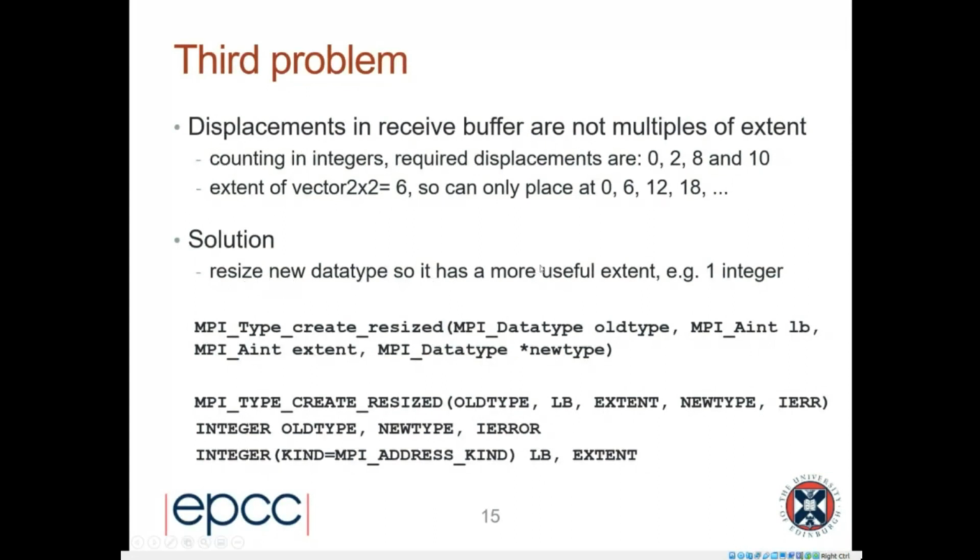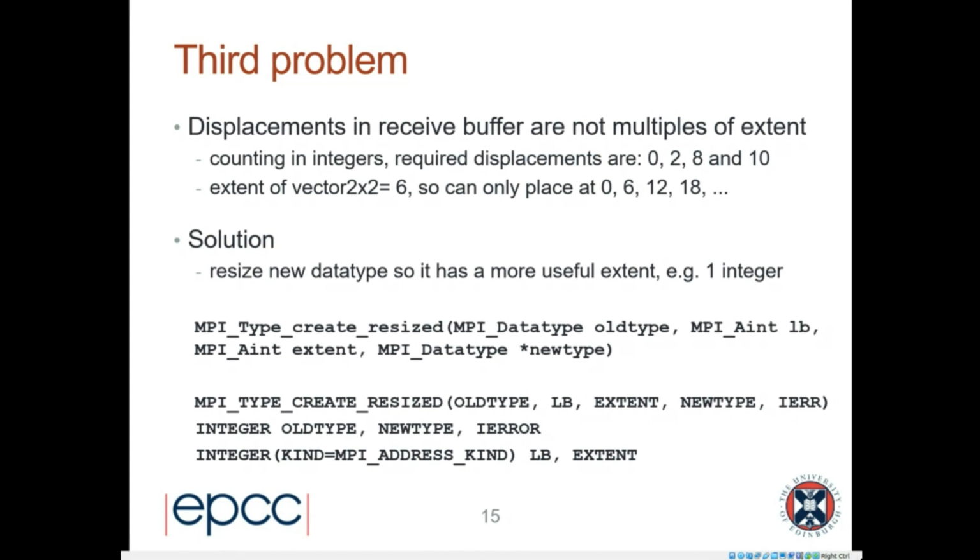The solution is to resize the data type. So we resize the new type so it has a more useful extent. I would think the useful thing is to call it 1 integer. It's a really nasty routine, MPI type create resize. You give it the old type, you get back a new type. You tell it what the extent is, which is of type MPI Aint, because this could be a byte address. You can also specify where it starts. You can tell it to start not at the origin, but we're not going to use that functionality. It's really rather nasty, but it is worth it.